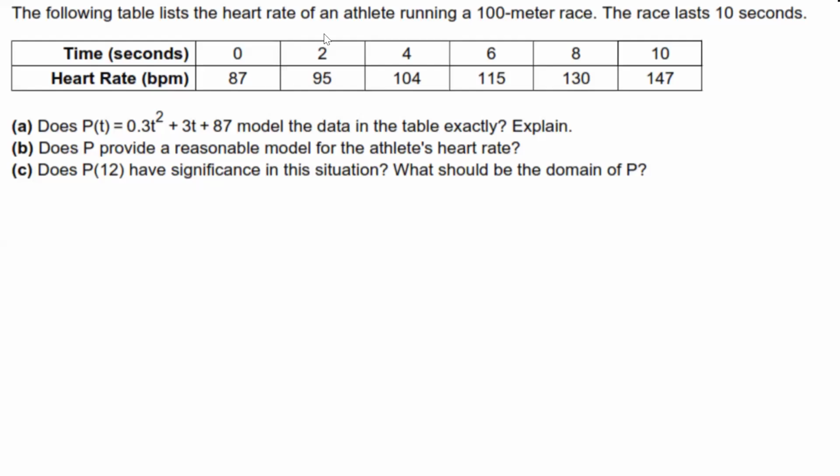All right, so this table gives a list of heart rates basically for an athlete running a 100-meter race. The race lasts 10 seconds. And so this is the time in seconds. This is the heart rate after that match time.